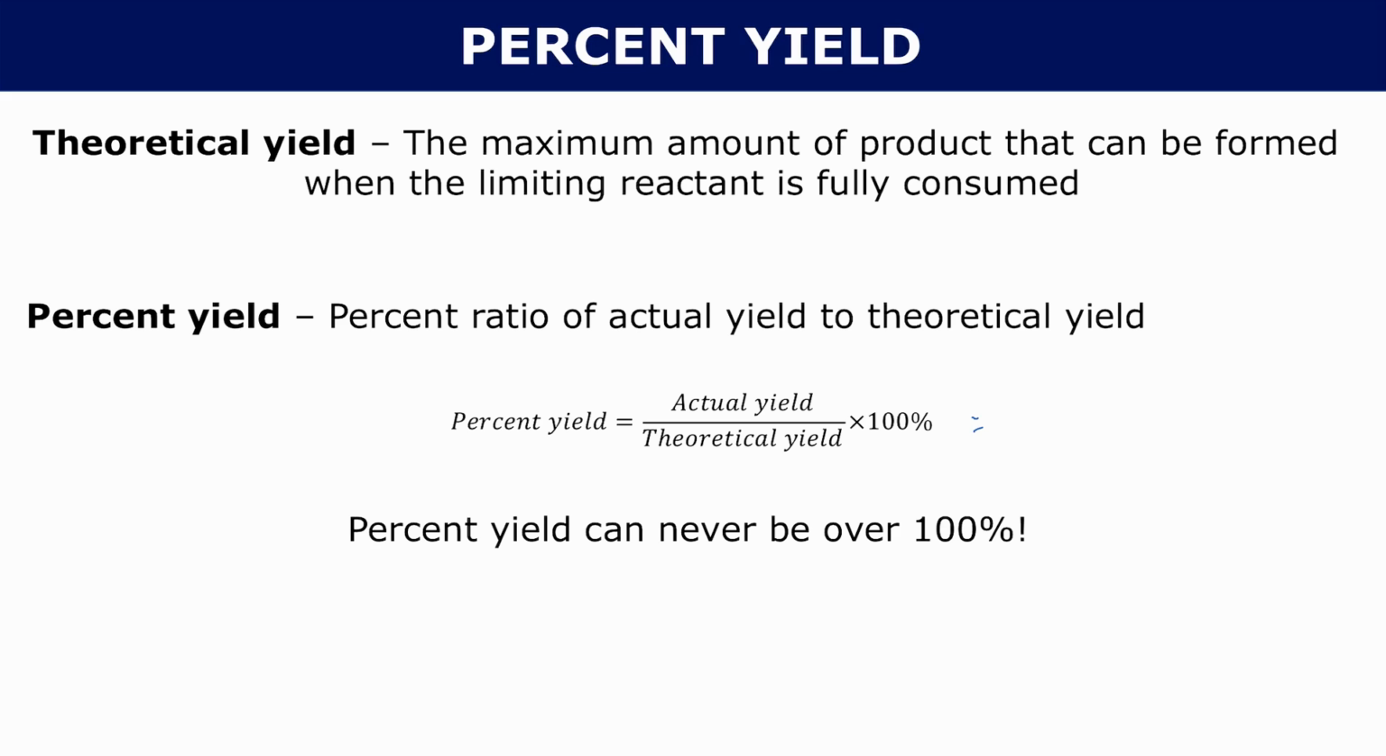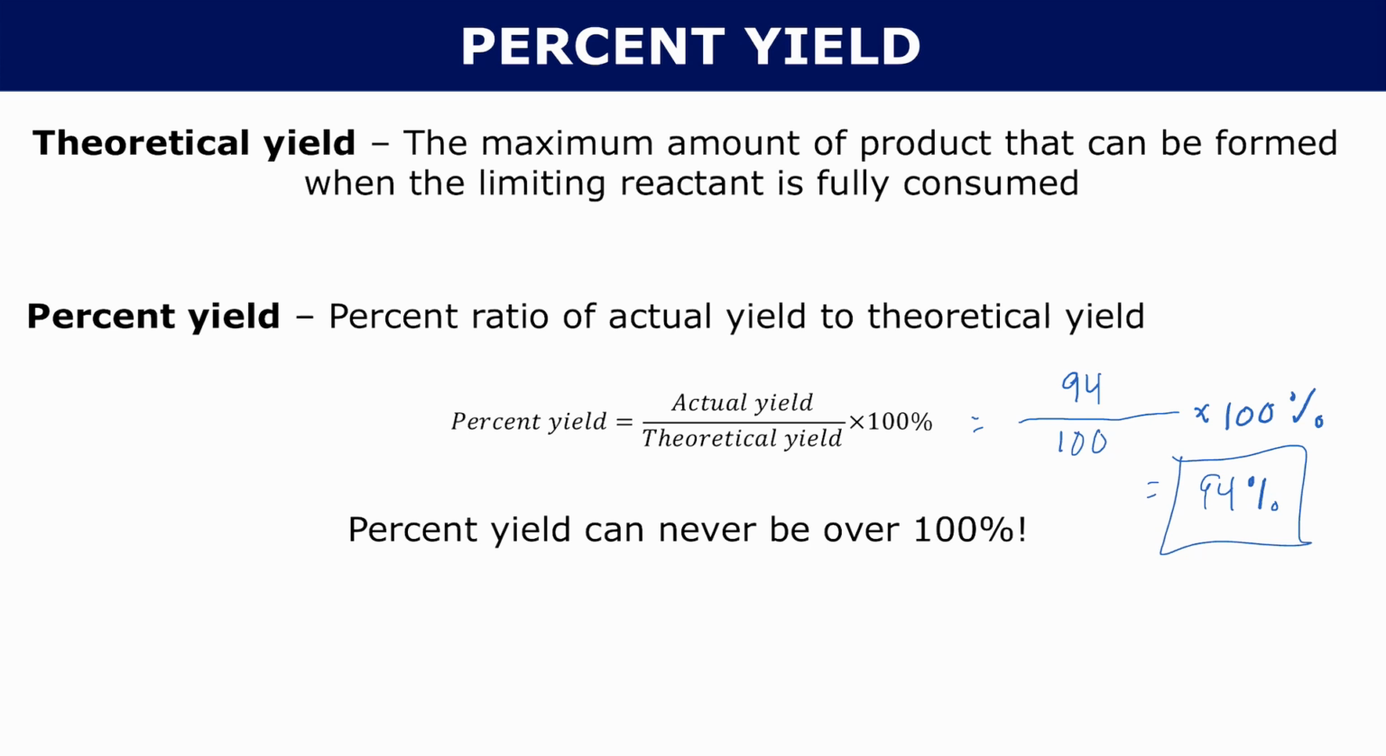So our actual yield in our guitar analogy was 94 guitars. But our theoretical yield from the 600 strings that we were given is 100 guitars. So you multiply that by 100%, and your percent yield comes out to 94%. Not bad. The same thing applies to chemical reactions.